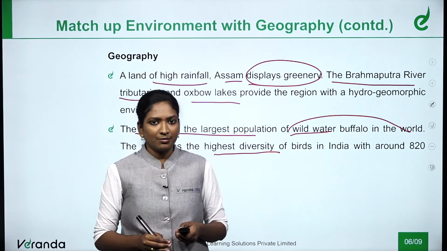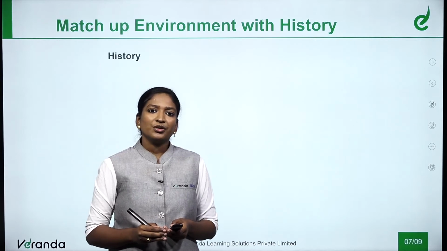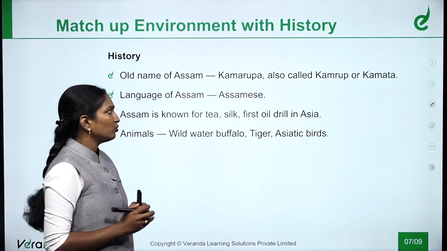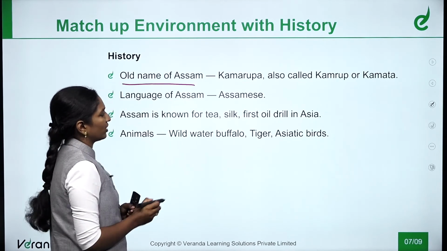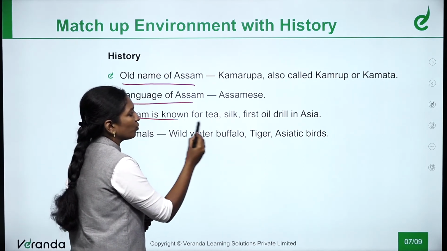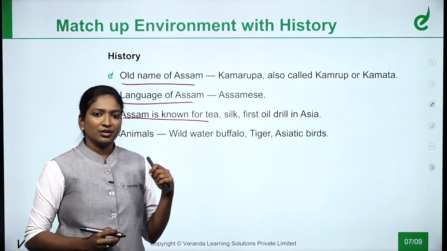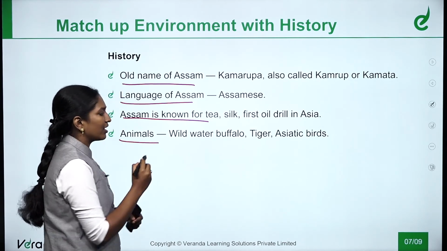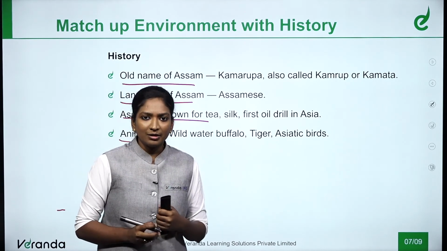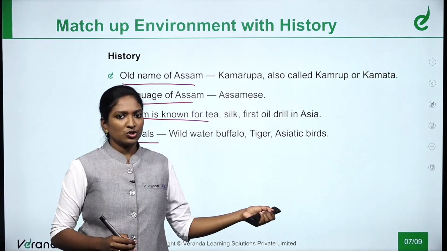This is a basic example for you to learn how to match up environment with geography. Now, here comes history. If we are going to learn about Assam, you need to know the basics, like what the old name for Assam is, what language is used in Assam, and what Assam is known for in terms of plantation, like tea, silk or oil. This comes under history. And now especially the animals: the wild water buffalo, tiger and Asiatic bats are very rarely present, found nowhere else in India. So this is how you need to make notes for Assam.